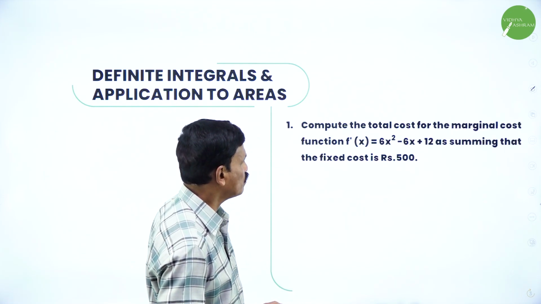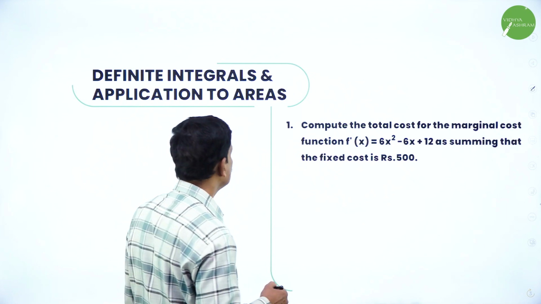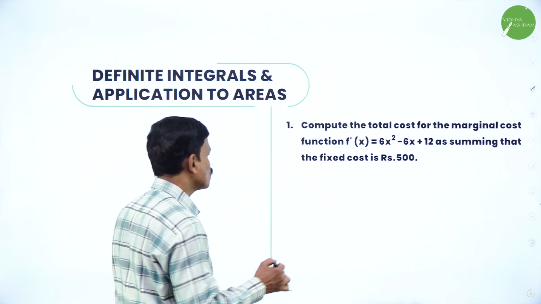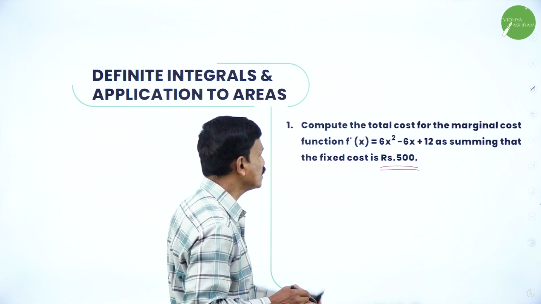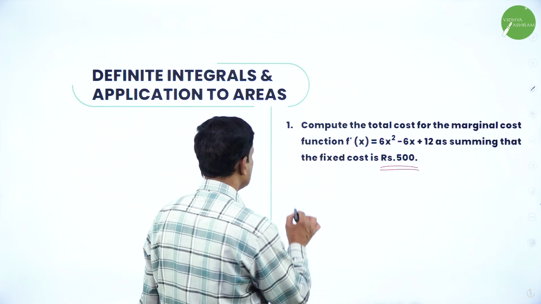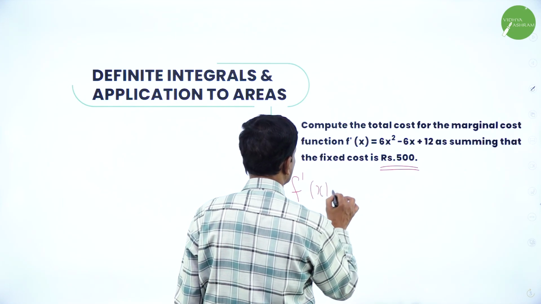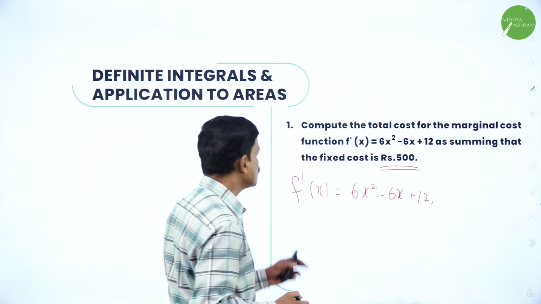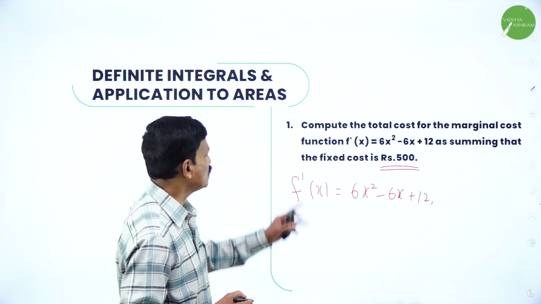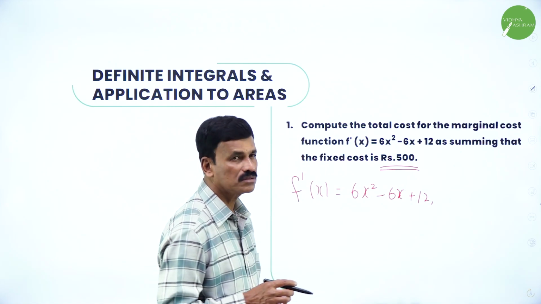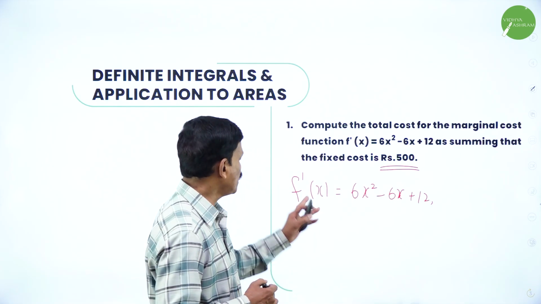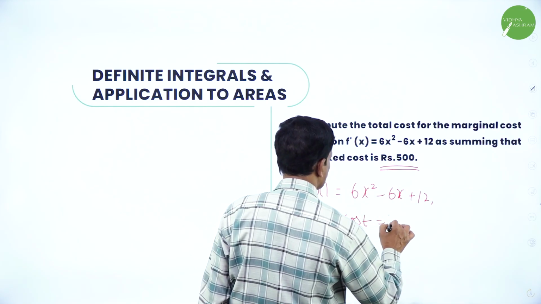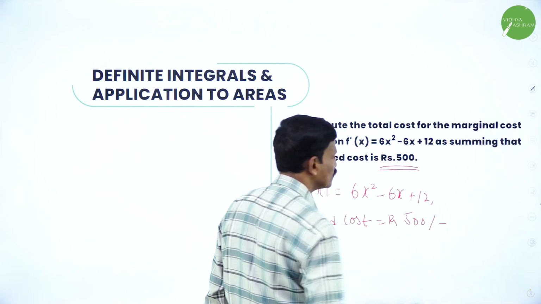Compute the total cost for the marginal cost function f dash x is equal to 6x square minus 6x plus 12, assuming that the fixed cost is rupees 500. What is given? The marginal cost function is f dash of x is equal to 6x square minus 6x plus 12. Assuming that the fixed cost is rupees 500, what is to be found here is the total cost for this marginal cost function.